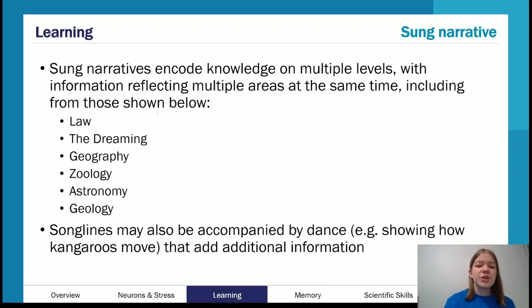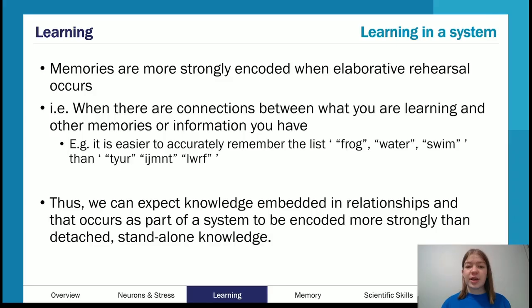But you have frequently multiple different areas being taught about at the same time. And when we're thinking about a songline that connects across various different locations and is really tied into the landscape, in addition to having this spoken information, which can have instrumental or beat accompaniment, you can have other actions in there as well, which are going to add to that. For example, dance, e.g. showing how kangaroos move, adds more information to tie in and strengthen that knowledge.